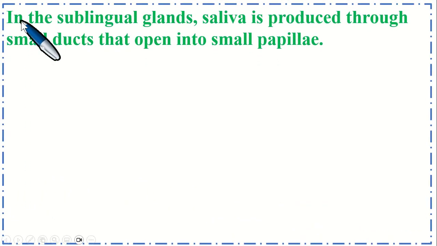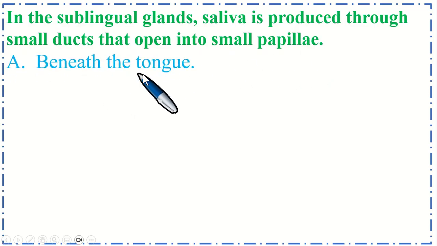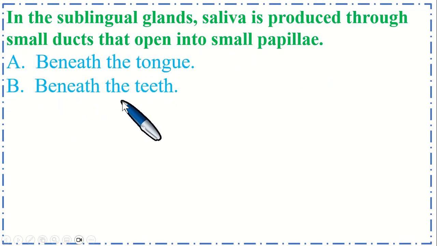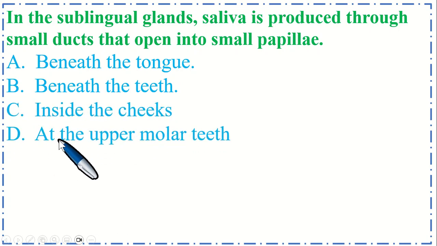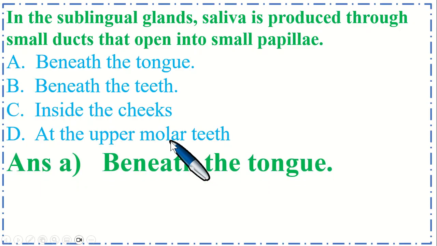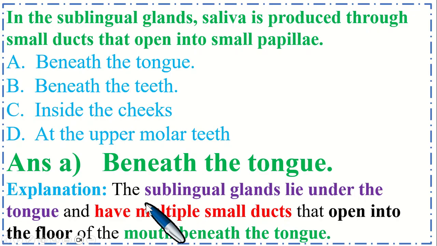So this is a very important MCQ. In the sublingual gland, saliva is produced through small ducts that open into small papillae. Option A, beneath the tongue; B, beneath the teeth; C, inside the cheeks; and option D, at the upper molar teeth. So the correct option is A, beneath the tongue. The sublingual gland lies under the tongue and has multiple small ducts that open into the floor of the mouth beneath the tongue.